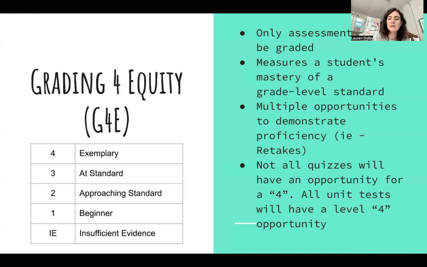When it comes to quizzes, some of the quizzes won't have a level 4 opportunity, but all unit tests will have a level 4, and every standard has a test. So all students will be able to have the opportunity to reach for a level 4 on every skill and standard.